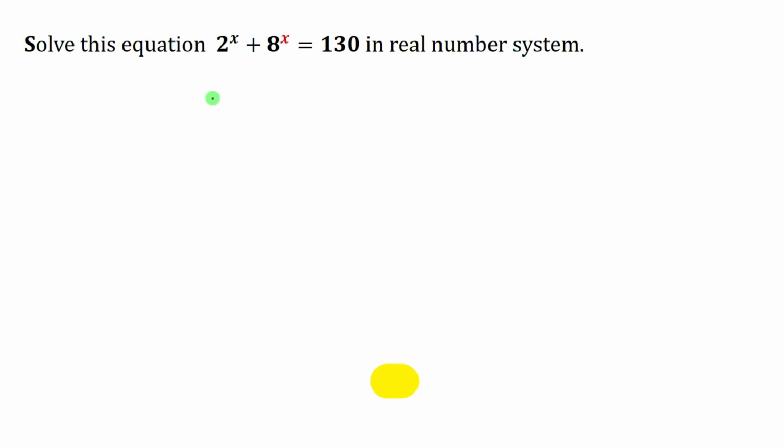In this video, we're going to solve this interesting equation. We are given the equation 2 to the power x plus 8 to the power x equals 130 in the real number system. We are asked to solve for the value of x in the real number system. So let's get started: 2 to the power x plus 8 to the power x equals 130.